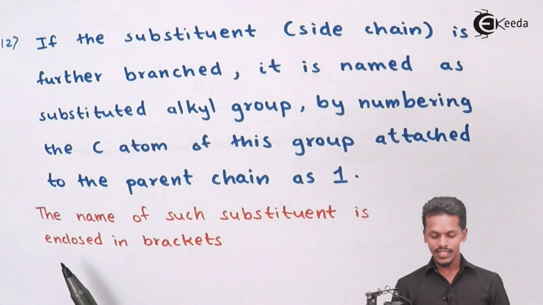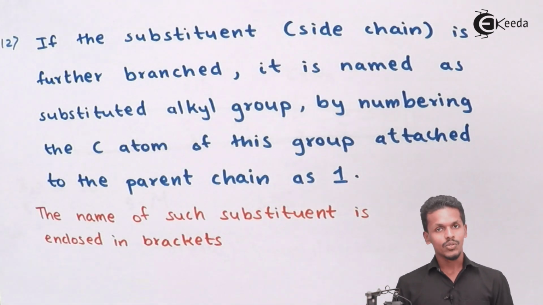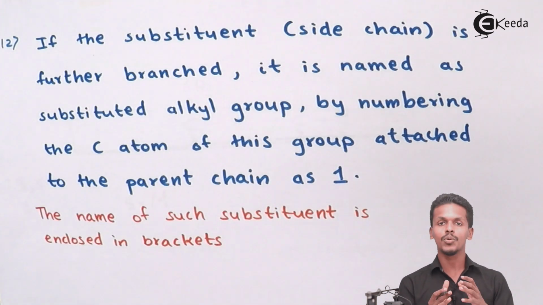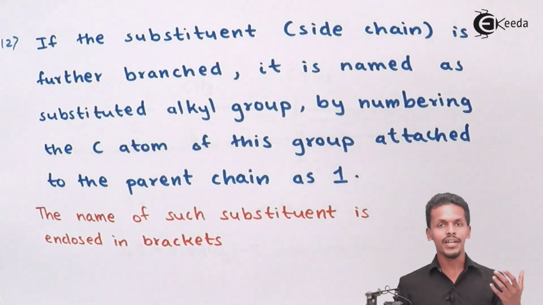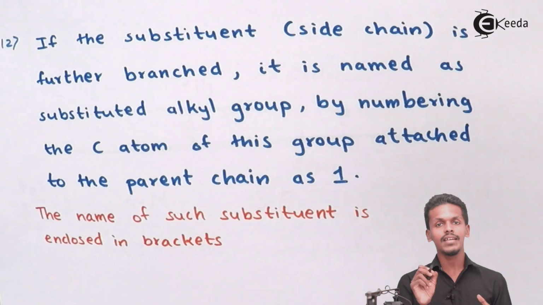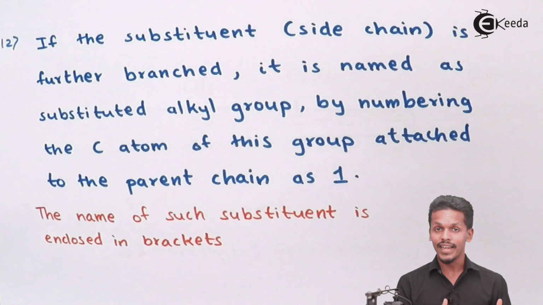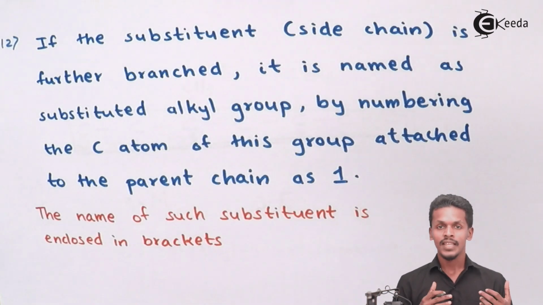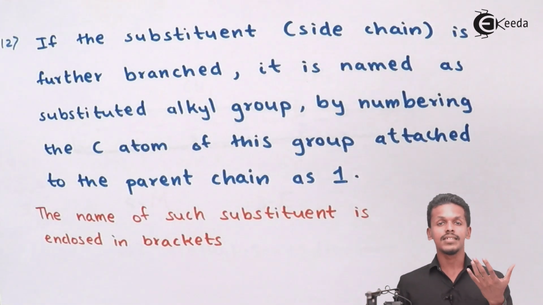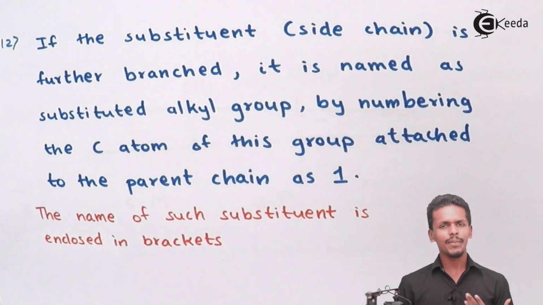Moreover, the name of such a substituent is enclosed in brackets. This side chain will have a particular name according to IUPAC, and even that should be described in the overall nomenclature of the alkane. In that case it should be enclosed in brackets so as not to get confused with the main parent carbon atom that we have chosen. So for that, let me give an example.